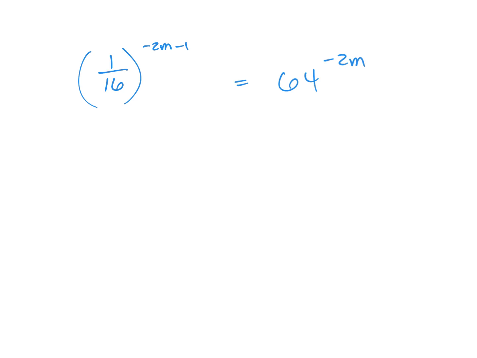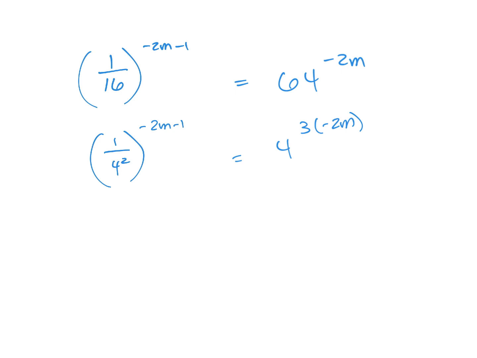So when you look here, the opportunity is that both of these can turn to base 4. Okay? They also can turn to base 2, but that's too much. So we can do here 1 over 4 squared to the negative 2m minus 1 equals 4 cubed times negative 2m. Everybody see what I did?